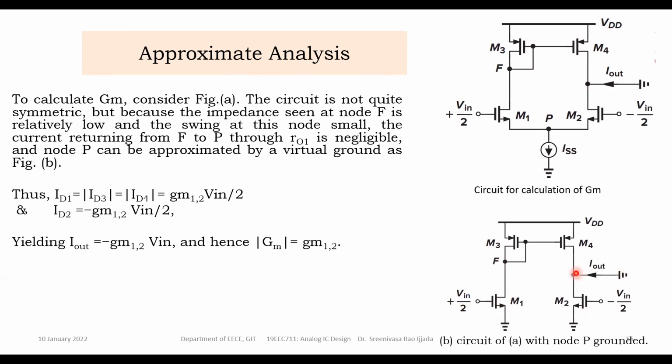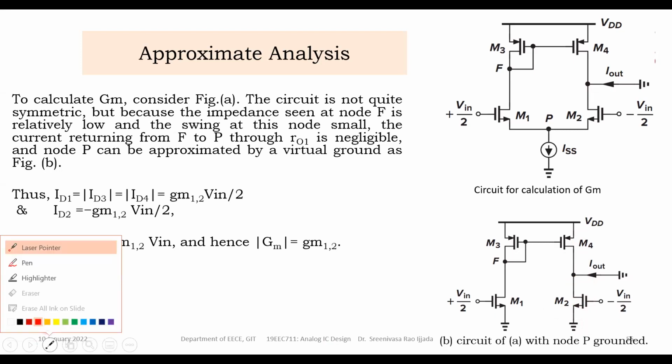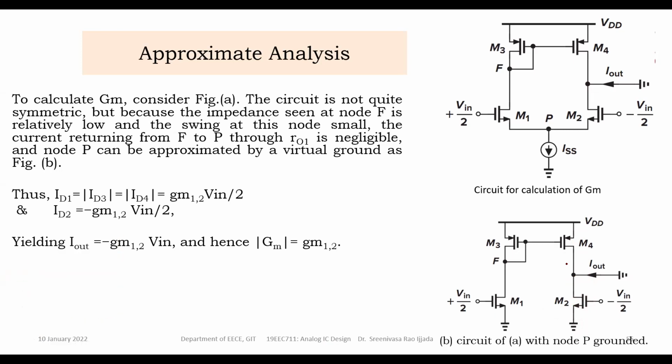So now Iout. This is the Iout. You know this current. This current is how much? Minus GM12 Vin by 2, and this current is GM12 Vn by 2. If we add these two currents, this side current and this side current.